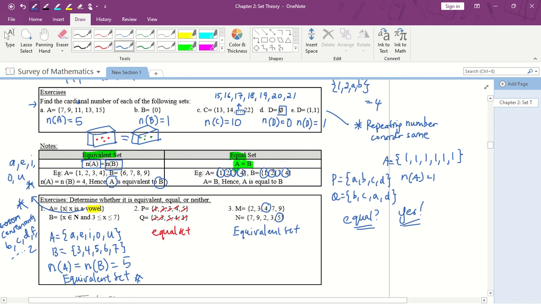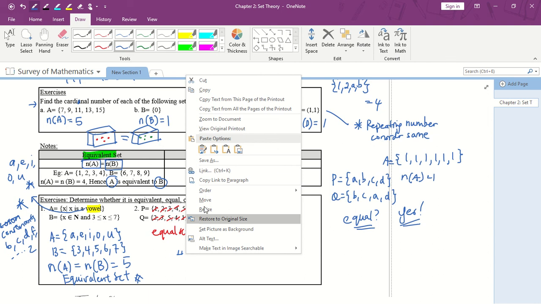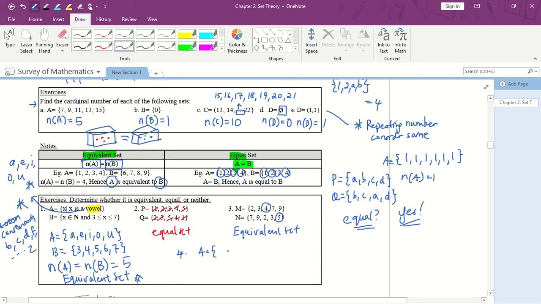Let me just add one more in case you want to try something. As an example, A is equal to 1, 2, 3. B is equal to A, B, C, D. Now let me ask you, is it equal, equivalent or neither? For sure it is not equal, because it's talking about alphabet here, but numbers here. But is it equivalent? The answer is no, because the number of elements in set A is 3 and the number of elements in set B is 4. So we can say that it is neither. I hope you got this concept, and I think it's kind of easy.